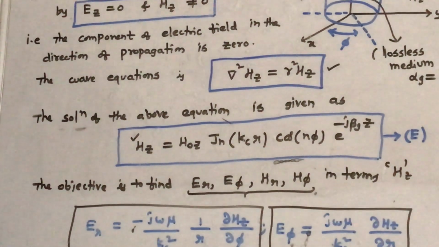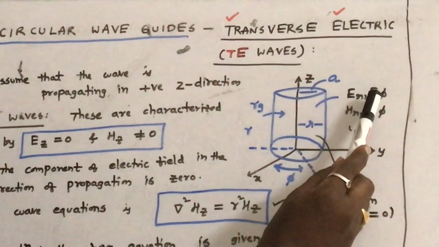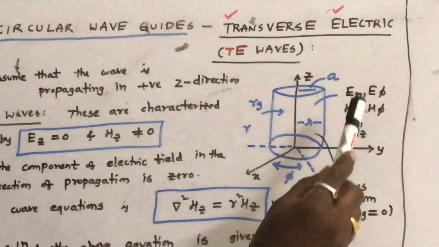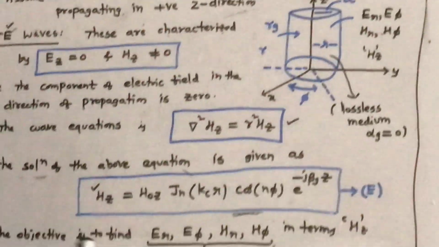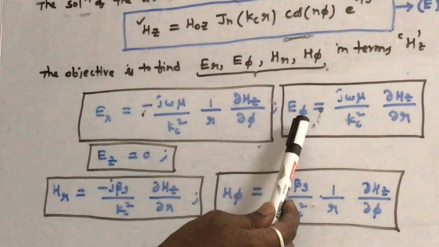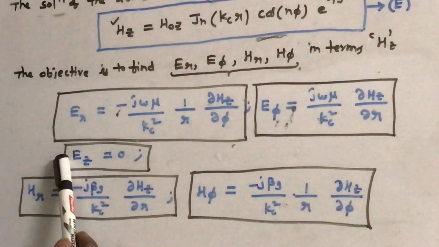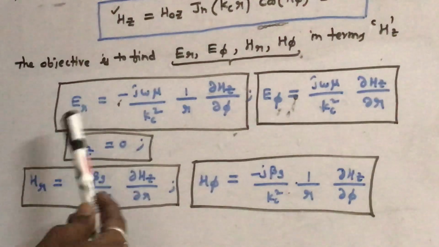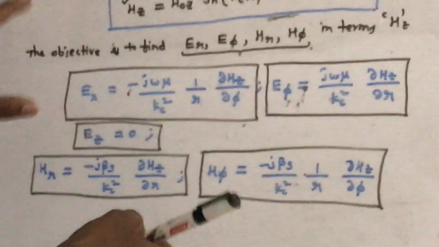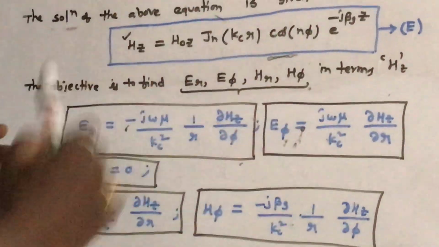What is our objective? I have explained earlier. Our objective is to find ER, E phi, HR and H phi in terms of Hz. In the previous lecture we derived ER, so the expression of ER is like this. The expression of E phi we found like this. Ez is equal to 0 since it is a TE wave. HR is equal to this and H phi is equal to this. So we further extend this class from these field components and Hz.